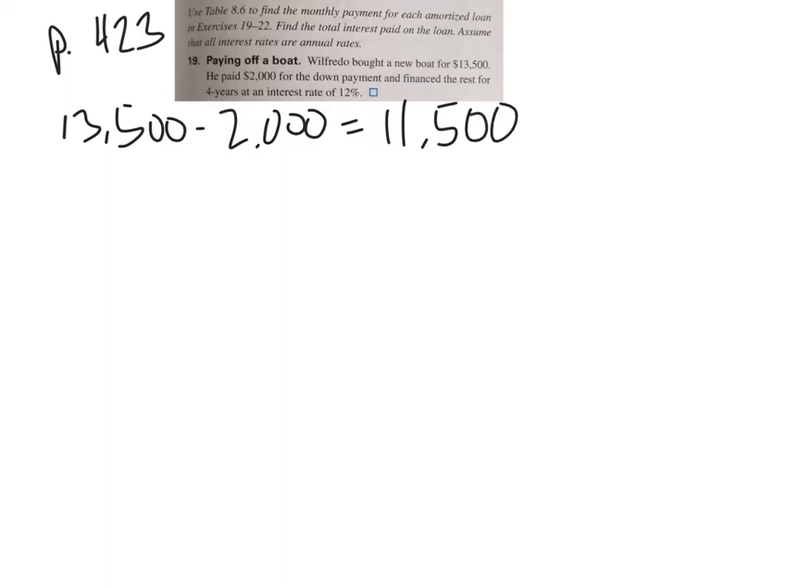First of all, Wilfredo's buying a boat for $13,500 and he's paying $2,000 for the down payment. So the first thing we're going to do is subtract that $2,000 from the $13,500 to get a P of $11,500. So we'll take our $13,500, subtract off our down payment of $2,000, and this will give us $11,500. And this is the actual P we're going to use in the formula.